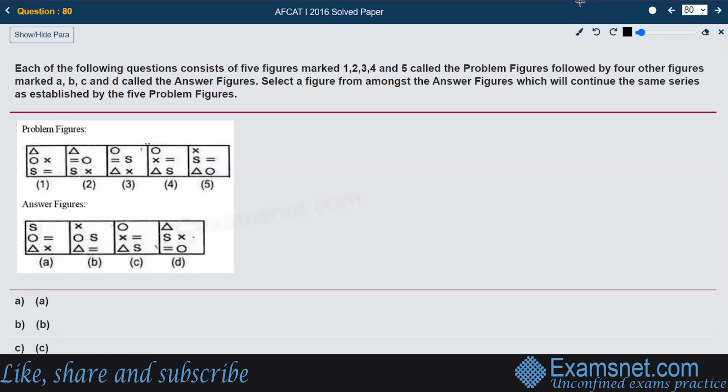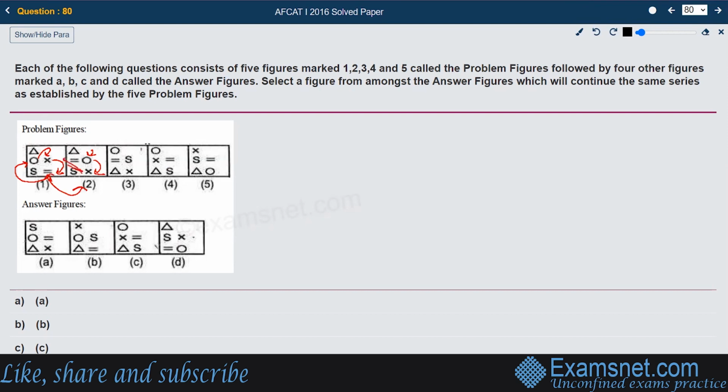Now, what's happening in the next one is, if you have a closer look at this, if you see this triangle, this circle has gone to cross, this cross has gone to equal to, and this equal to should come back to this. This is what is happening between 1 to 2. See, the hollow circle has gone here, the cross has gone at the bottom, and this equal to which was here has gone here.